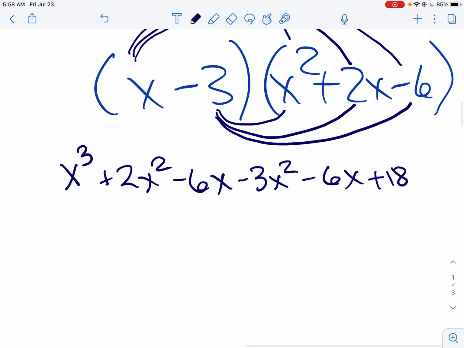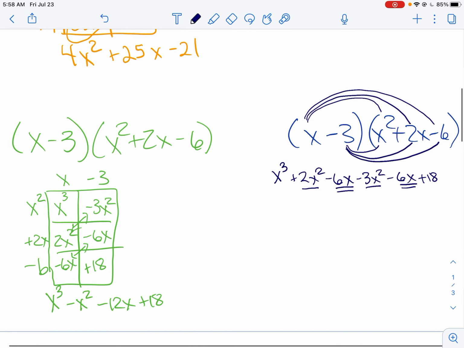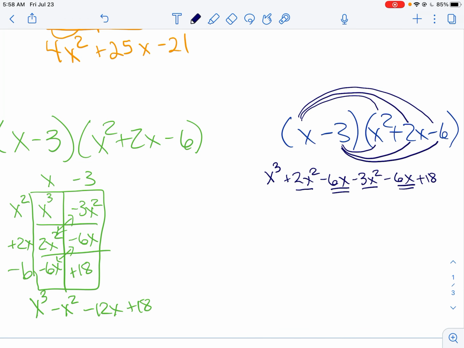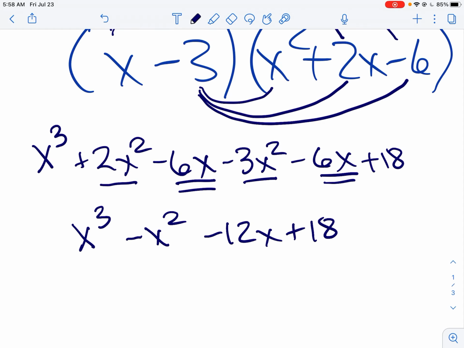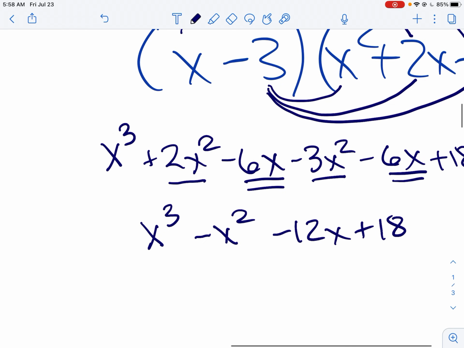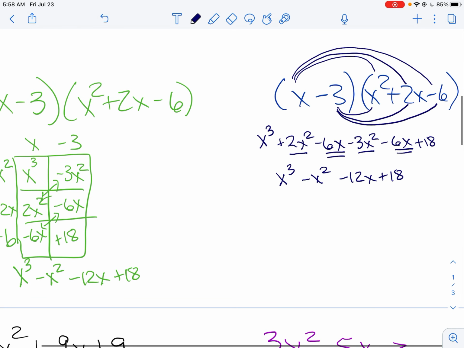Then I need to combine like terms. This has an x squared, this has an x squared. This has an x, this has an x. If you look on the box over here on this side, I get the exact same thing. Now I just have to combine my like terms like I was doing on the one before that. I'm going to make it bigger again. So I get x to the third, then I would get negative x squared, negative 12x plus 18. Okay? Sorry, I'm trying to do this. Do I get the exact same thing? I do get the exact same thing.